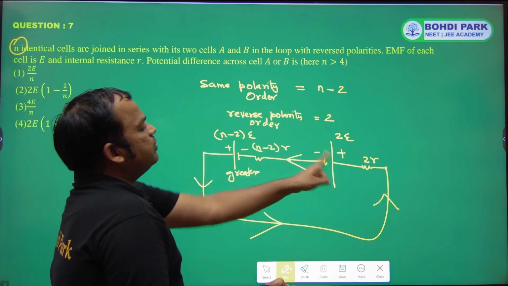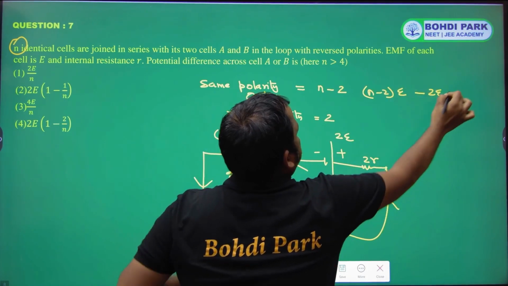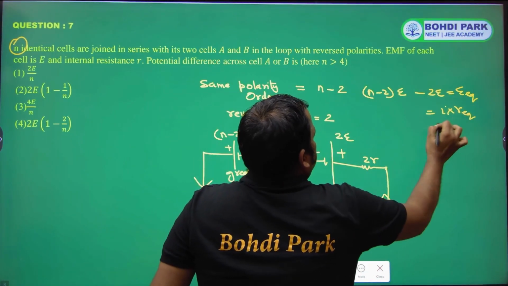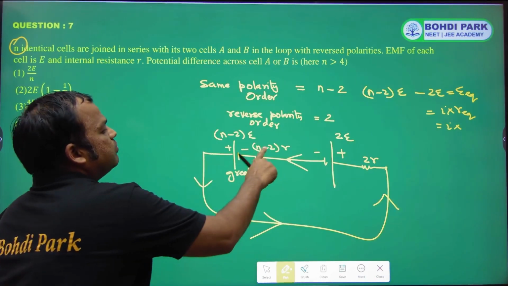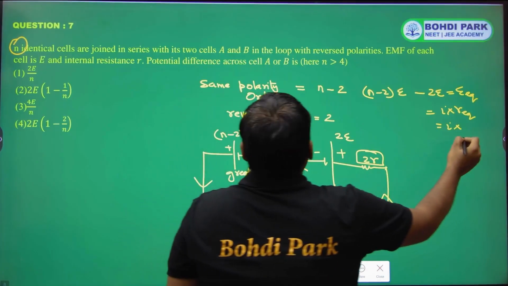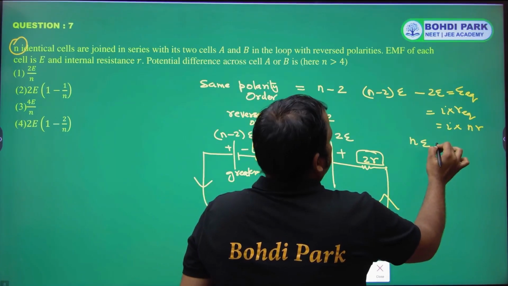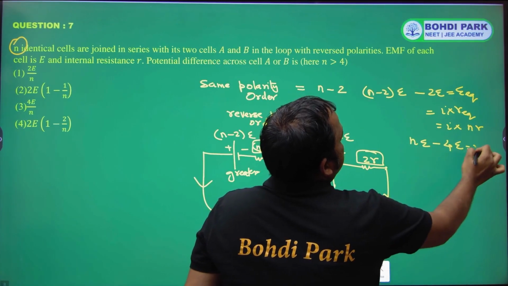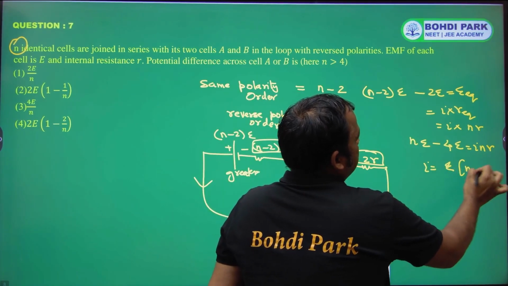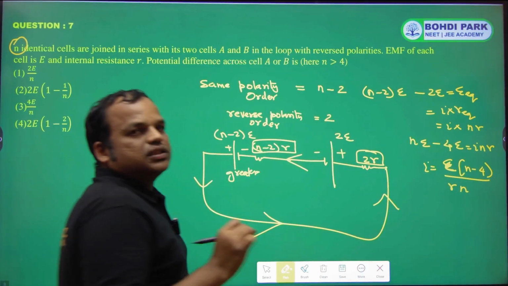So we have equivalent EMF now, N minus 2 into E minus 2 into E. This is E equivalent, and that is equal to I into R equivalent, which will be N minus 2 into R plus 2 into R. So it will become N into R. So N E minus 4E is equal to I into N R. So I is equal to E common N minus 4 by N into R. This is I.